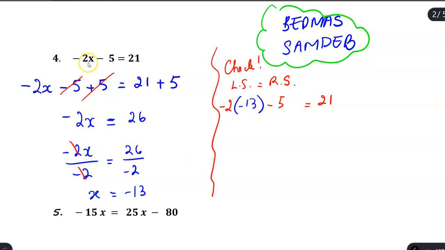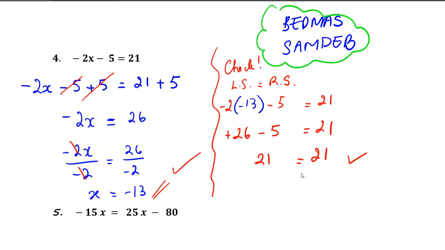But when you solve for x, you must apply SAMDAP. So in this case, what you have is -2 times -13 will give me +26. Negative times negative gives me a +26. Then subtract the 5. 26 subtract 5 will give me +21. So 21 equal to 21. I have the correct solution.